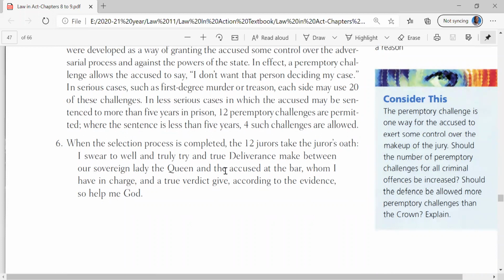I swear to well and truly try the issue between our sovereign lady the Queen and the accused at the bar, whom I have in charge, and a true verdict give according to the evidence, so help me God. So they're basically saying, I will judge according to evidence and not bias. Now, the problem is, and reality is, that's not necessarily true.